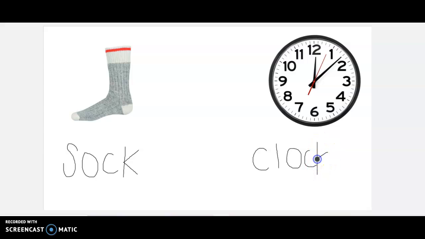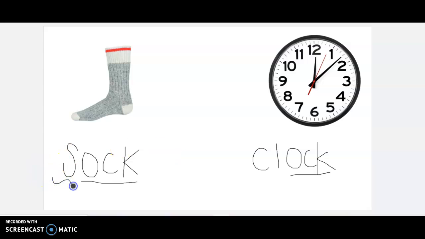sock, and clock. What do we notice about these words? If you notice that these words rhyme again, you're right. They both have the same ending sound. Sock, clock. They both have the awk sound at the end. The only thing that is different is the beginning sound.